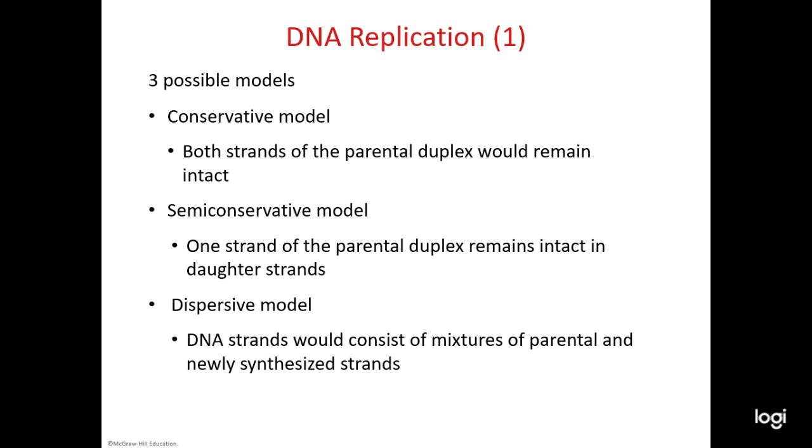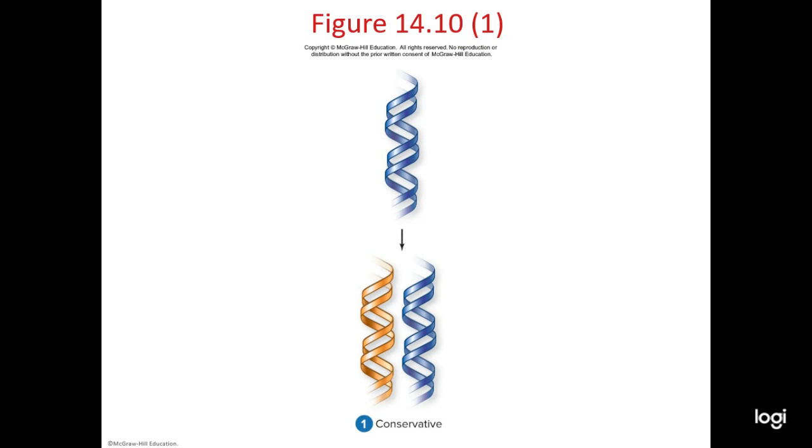Replication. Okay. I'm just going to go down. We have a conservative model, a semi-conservative model, and a dispersive model. And what this is telling you is not that these are the three ways DNA replicates. Only one of them is correct, and we're about to get there. So we're going to go to visuals.